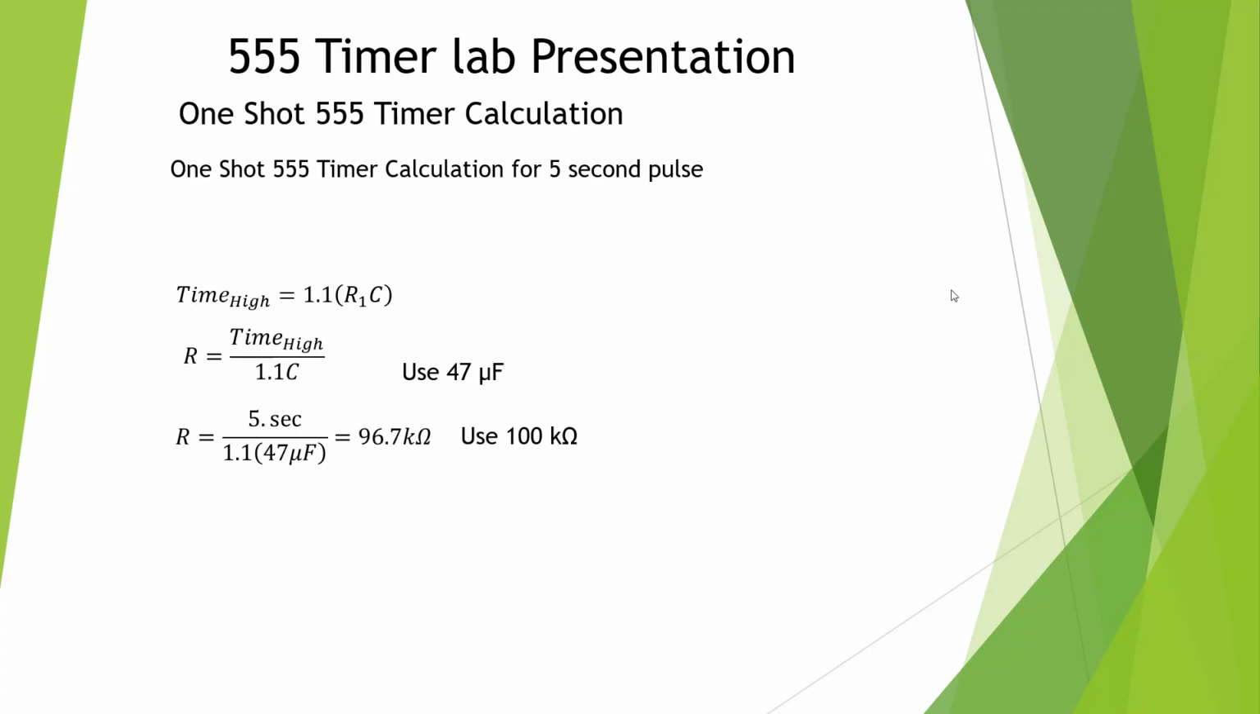Here's a presentation on the 555 timer lab. First part, we're going to design a one-shot or a monostable timer, and the formula is time high equals 1.1 times R times C. I rearranged this using a little algebra, and I have R, and we're going to use the 47 microfarad because that's what's listed in the lab, and it's a large one that will be able to get the 5-second pulse. So put it in the formula and I come up with 100K.